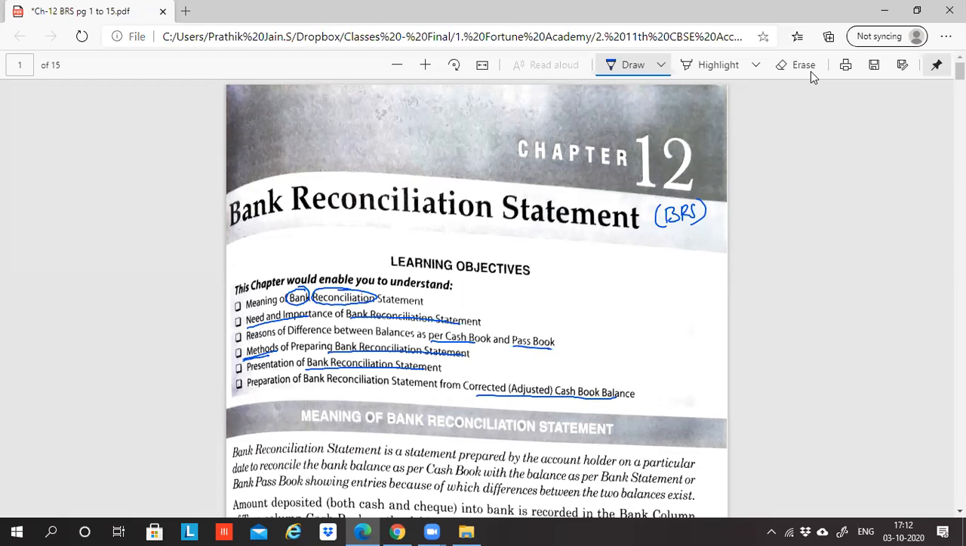And this is a very important topic also. So before we proceed towards reading the theory part, I would want to give you an idea, an outline, about why we are studying this particular chapter, right? Okay.